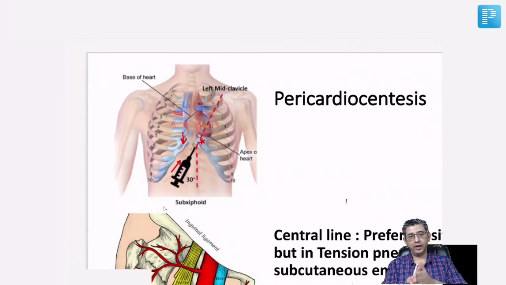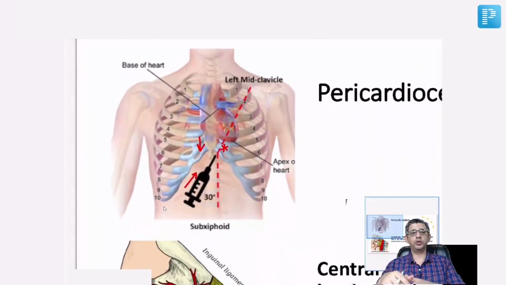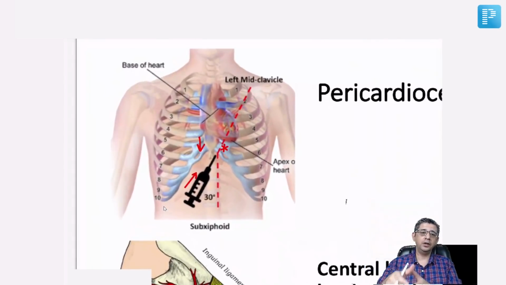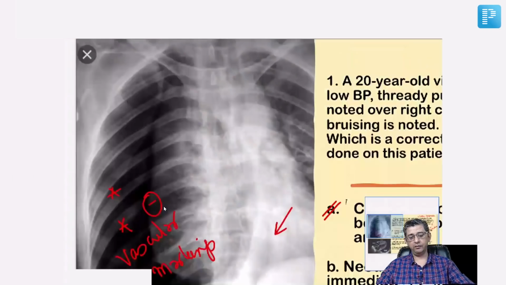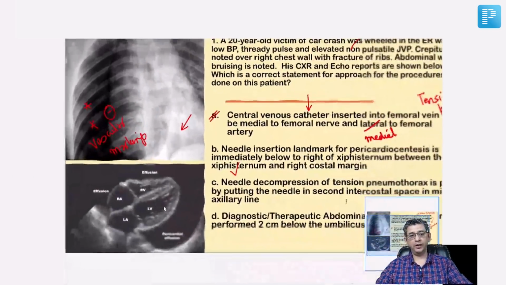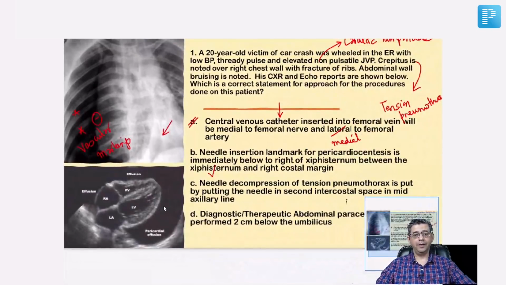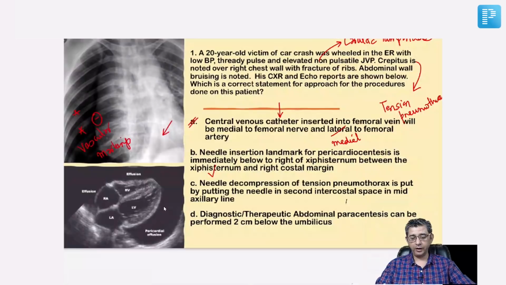But you see, the drainage catheter has to go in the fashion that it is shown. I mean, I have shown the approach. You are trying to hit the middle of the left clavicle per se. Obviously, the procedure is echocardiography guided. No issues with that. But the problem with the second statement, I'll again toggle the slide, is that it is wrongly written in option B, that the insertion site is between the xiphisternum and the right costal margin. That's the wrong statement. It should be the left costal margin.